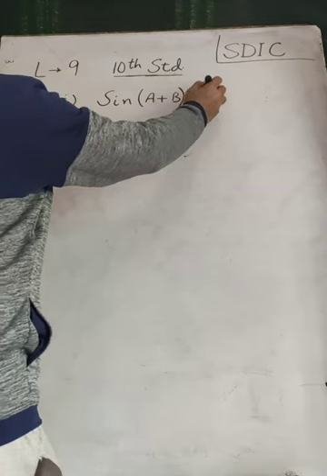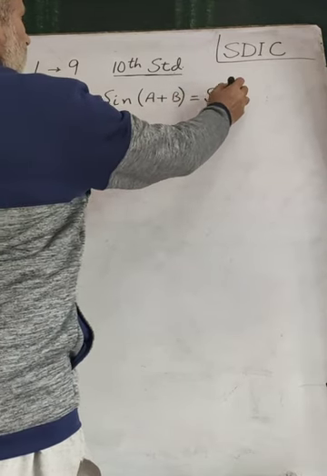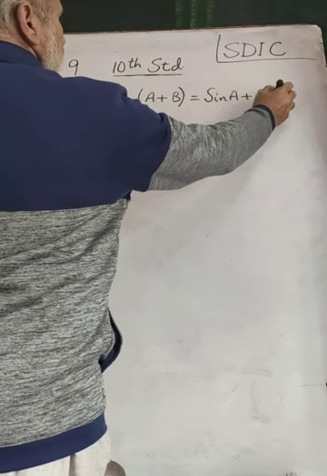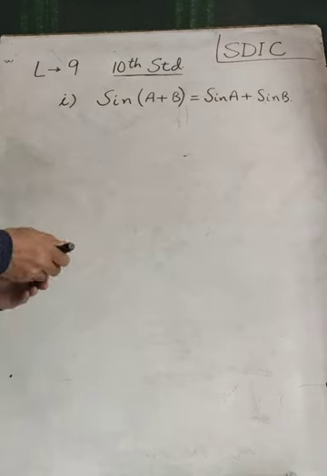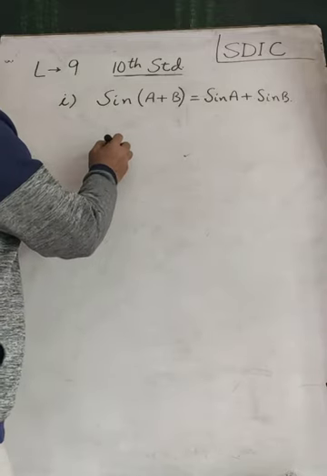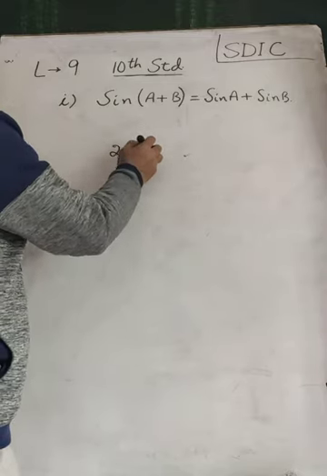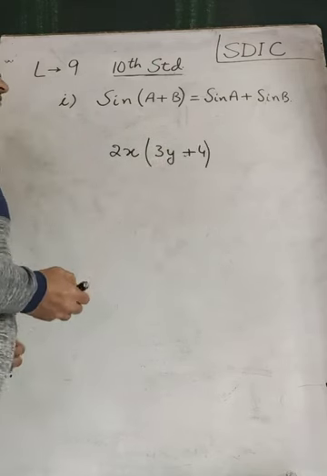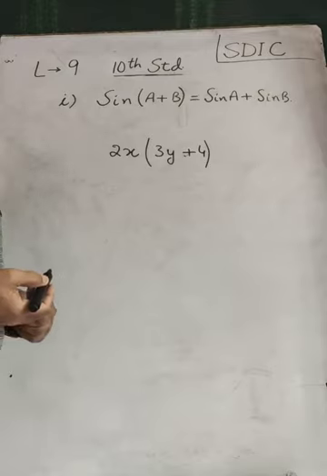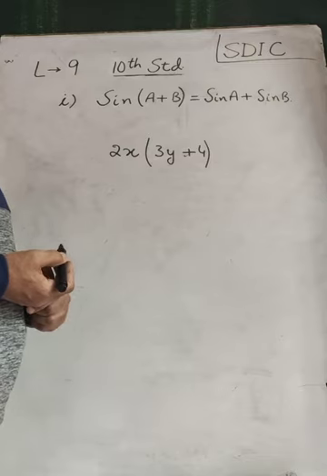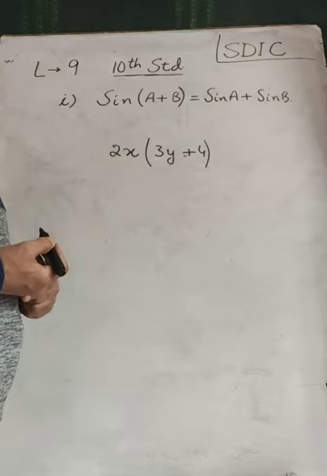According to the given statement, sine of A plus B is equal to sine of A plus sine of B. We have to say whether this statement is true or false. Recollect, we have earlier come across in algebraic expressions, if you have 2x into 3y plus 4, we read this as 2x multiplied by 3y plus 4. This is algebra. This is trigonometry.